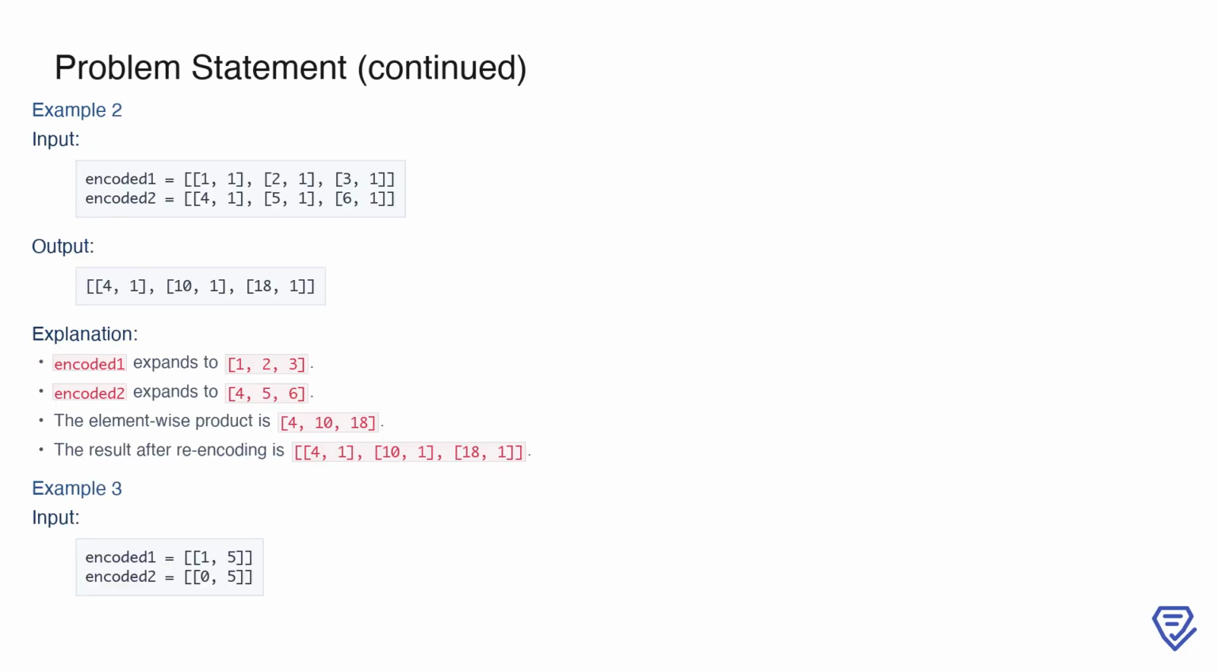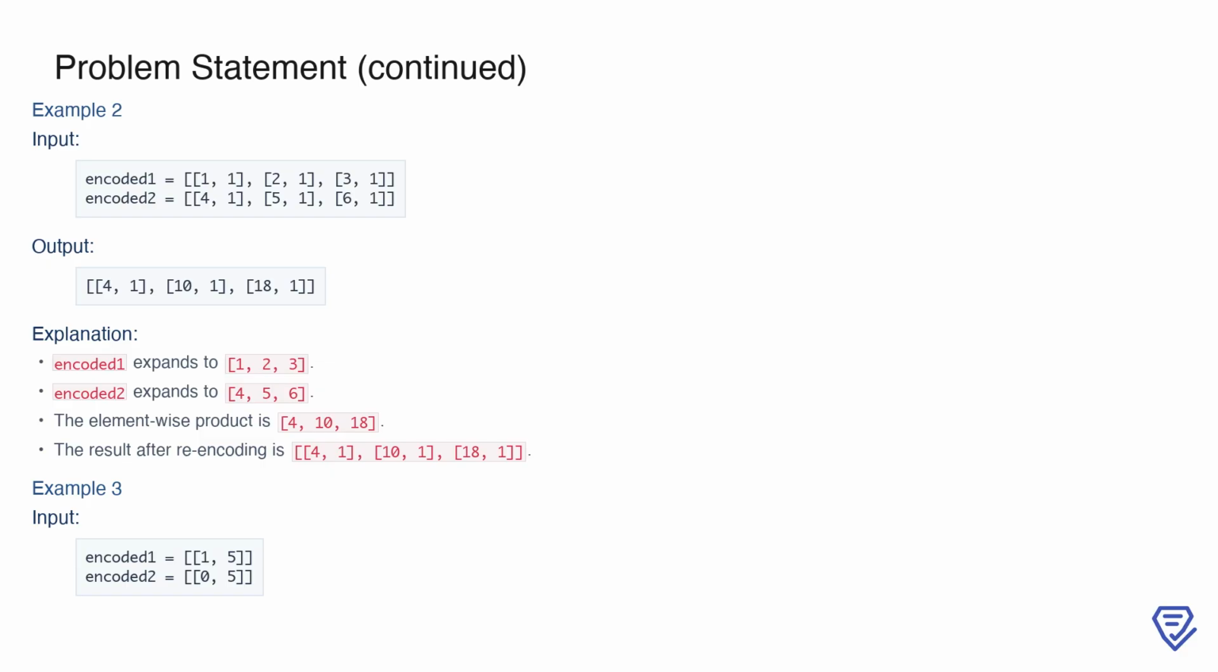Let's look at another example. Here, encoded1 is [1, 1], [2, 1], [3, 1], and encoded2 is [4, 1], [5, 1], [6, 1]. When expanded, encoded1 becomes 1, 2, 3, and encoded2 becomes 4, 5, 6. The element-wise product of these arrays is 4, 10, 18. After re-encoding, the result is [4, 1], [10, 1], [18, 1]. This shows that the encoding works even when each value has a frequency of just 1.